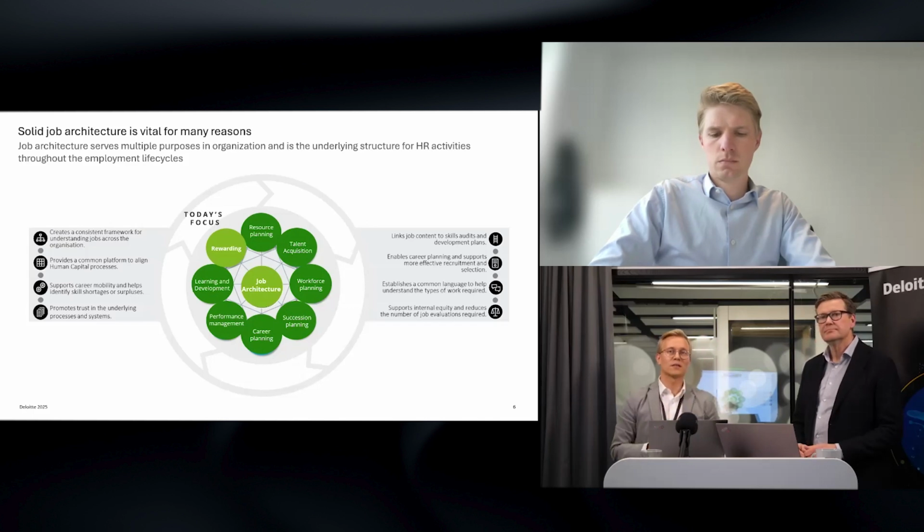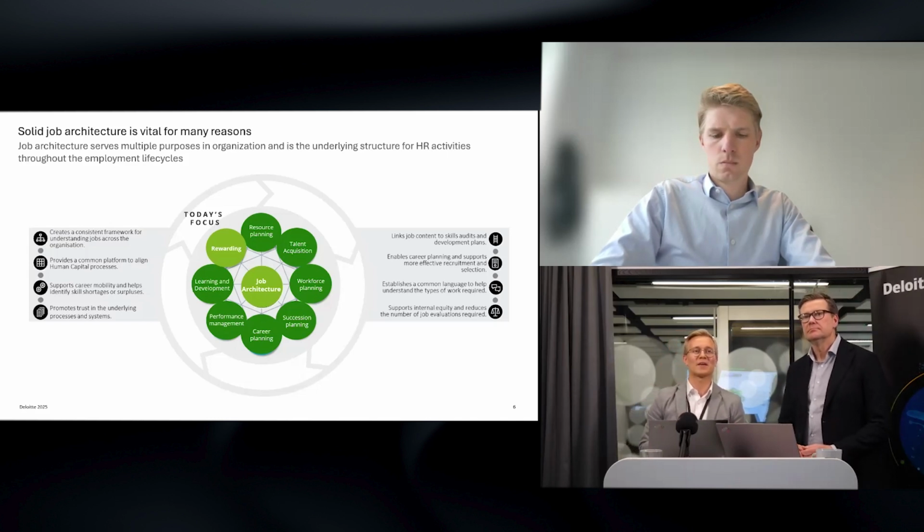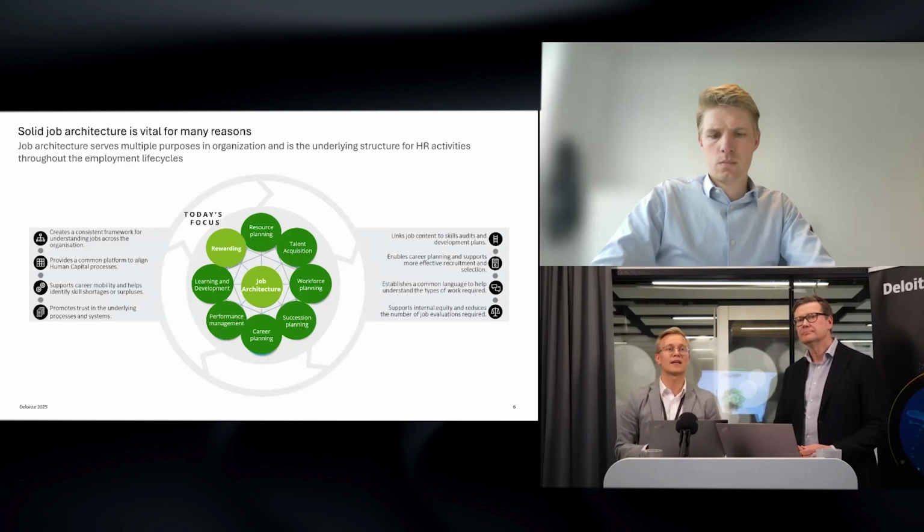In the gray text boxes there, we have some of the key elements that I want to highlight. So of course, job architecture in this case, what we talk about here and see as essential, is that it creates a consistent framework for understanding the jobs across the organization. That's the baseline also for pay transparency and equal pay from those perspectives. Then it provides a common platform to align human capital processes. So it's not only about rewarding processes, but also linking to the other dimensions of the job architecture and understanding how those link to each other.